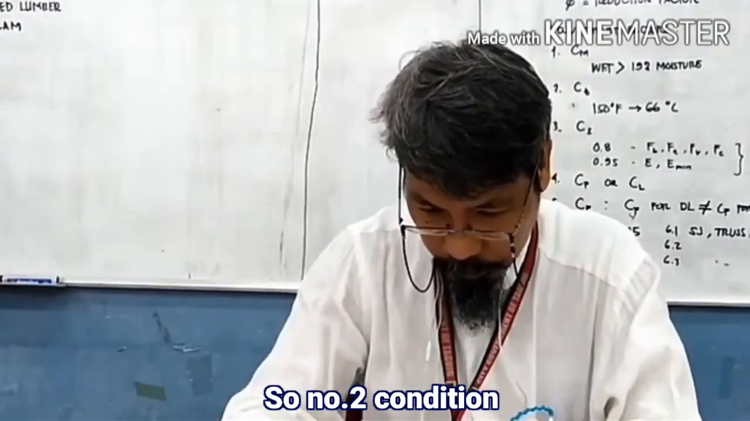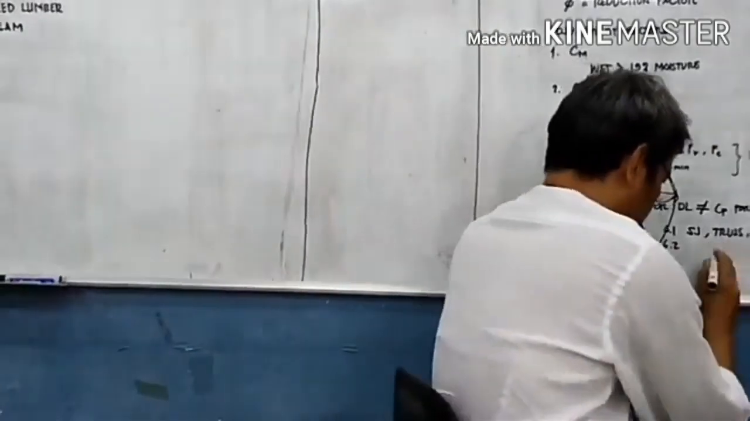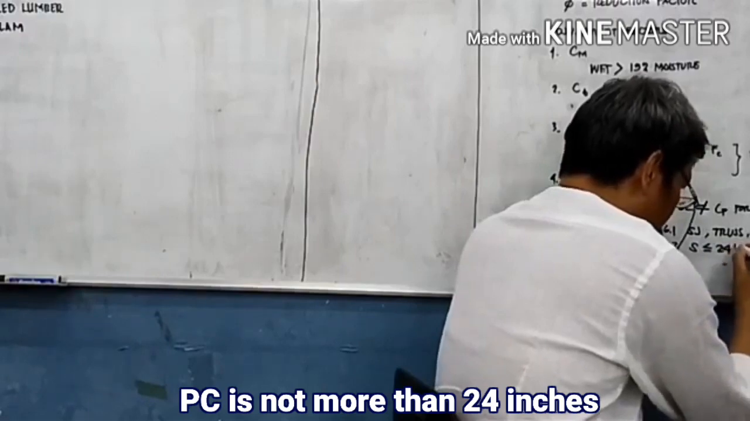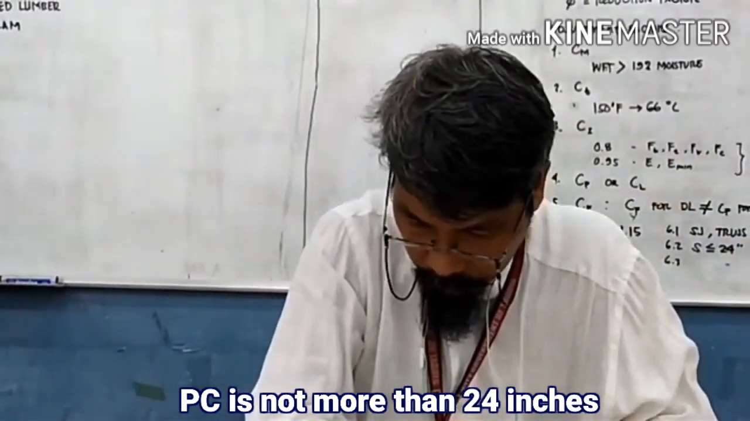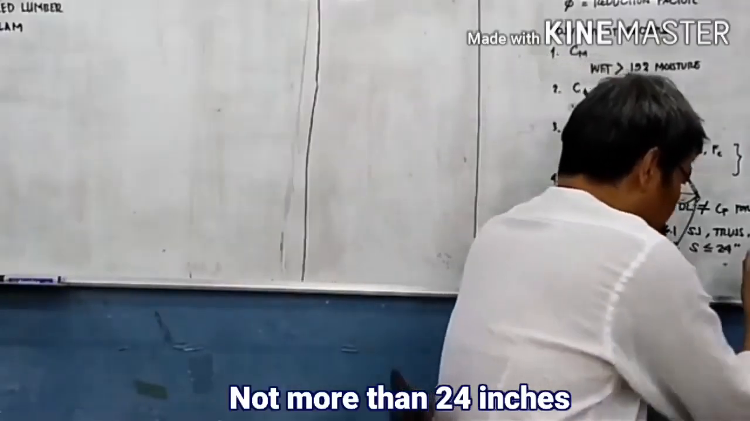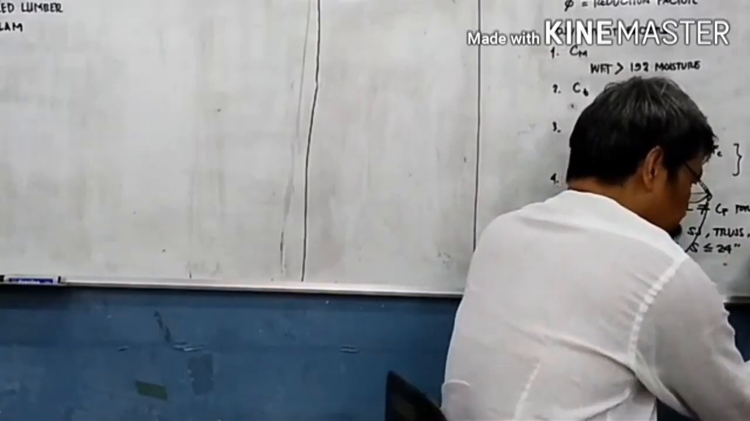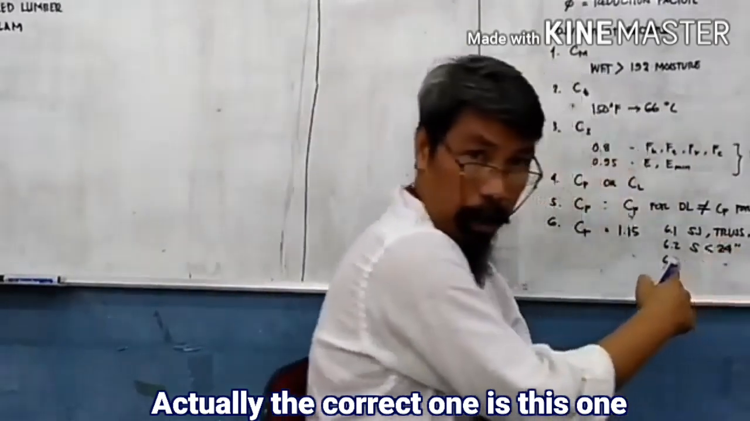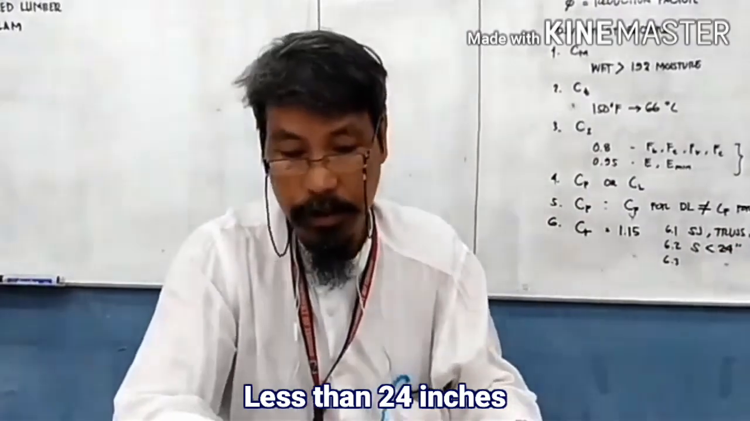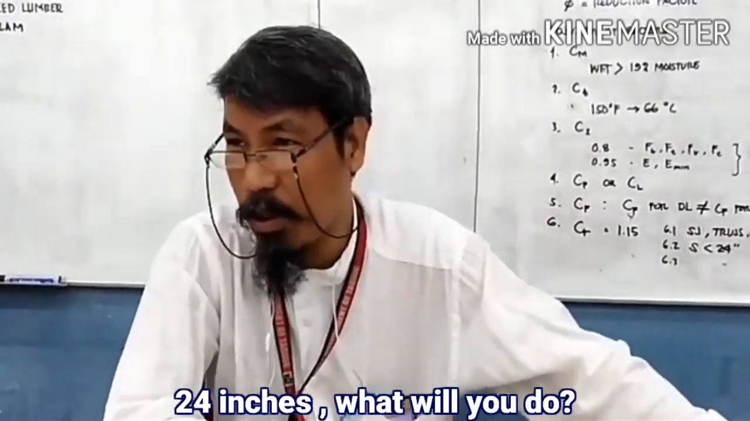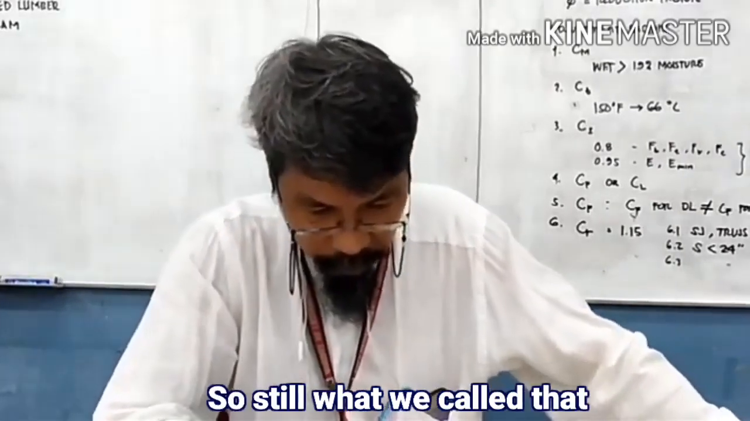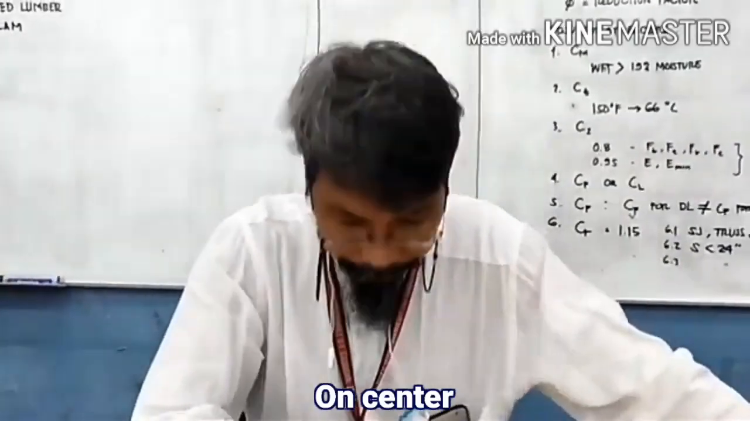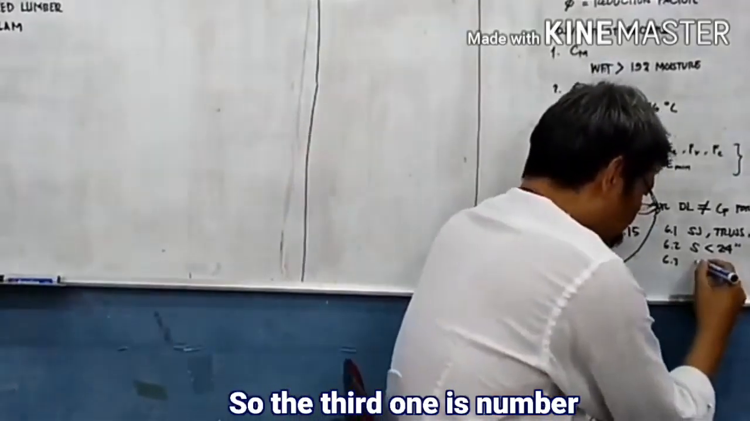Okay. So number two condition. Spacing is not more than 84 inches. Not more than 84 inches. Actually, the correct one is this one, less than 84 inches. However, if the measurement is equal to 24 inches, what will you do? You still consider that. What do we mean by OC? On center.